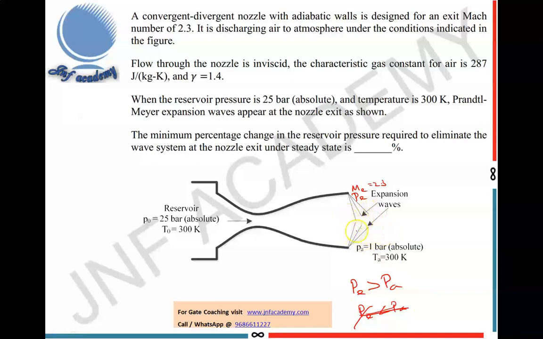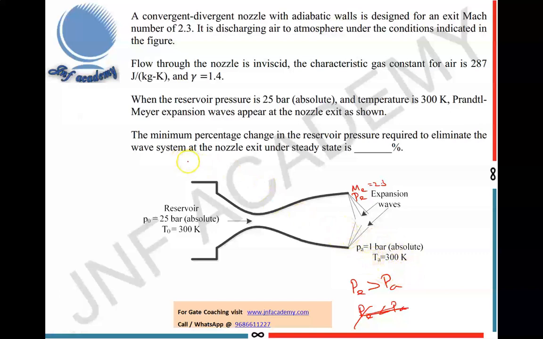So because it is underexpanded, it needs further expansion. It is supposed to expand more, so expansion waves are formed here, and those waves will expand the flow further so that the pressure will be maintained with respect to the atmospheric pressure.